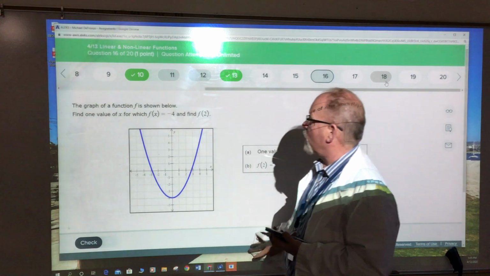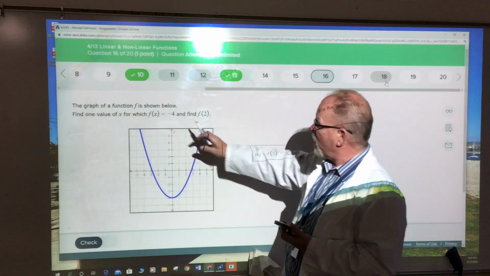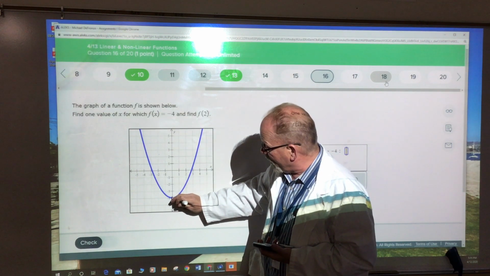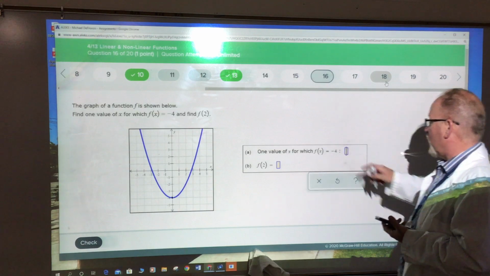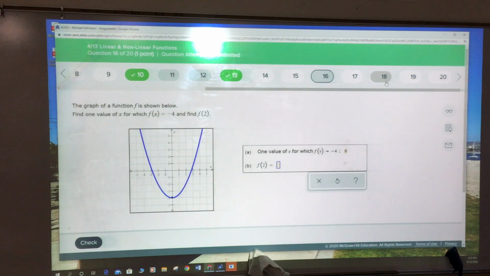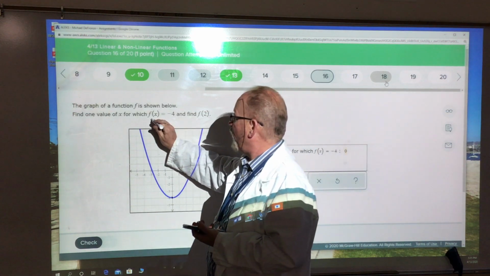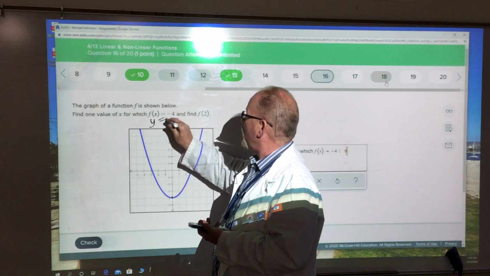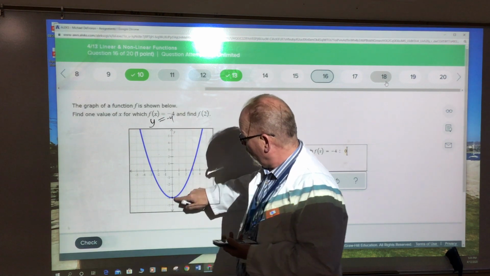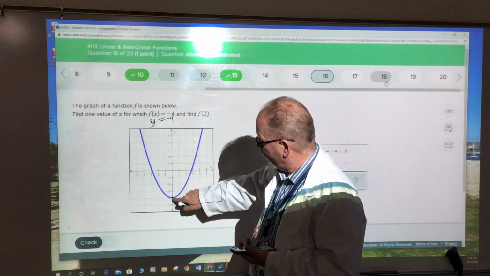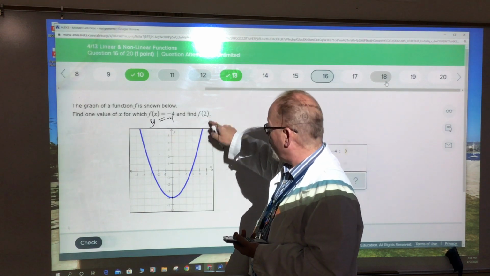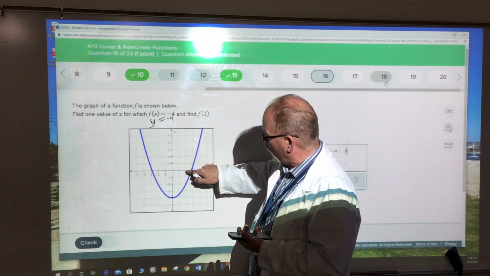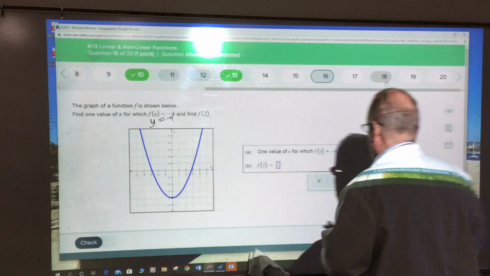find f of x equals negative 4. So find where the y is negative 4. Well, here's where the y is negative 4, and that's where x equals 0. See, f of x and y are the same thing. So if f of x equals negative 4, they're saying when does y equal negative 4? Well, it does when x is 0. And find f of 2. So find the y value when the x value is 2, and that would be negative 2.